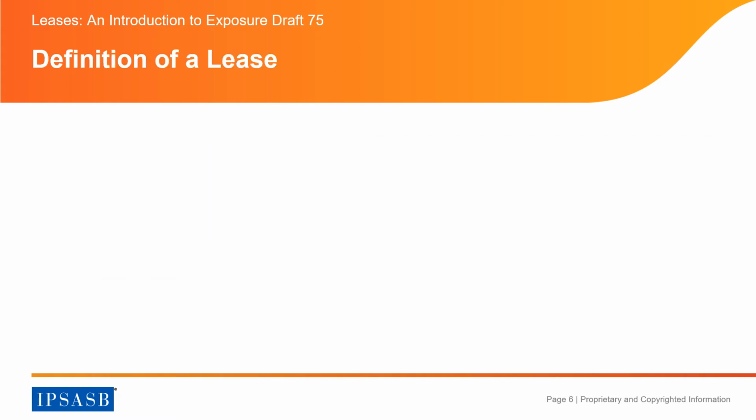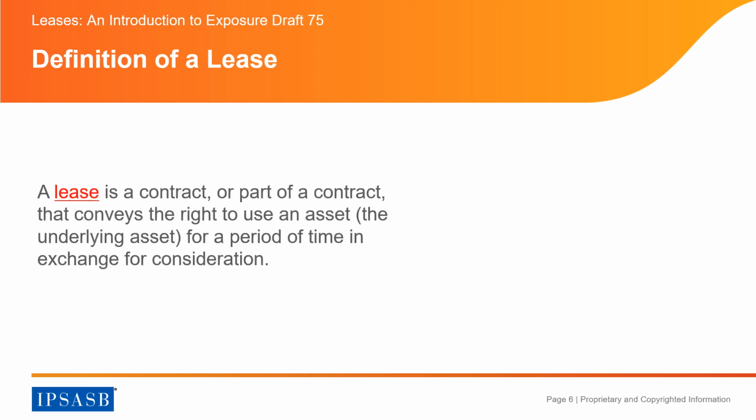Thanks, João. Can you take us through the definition of a lease and the related definitions of a contract and the lease term? Thanks, Eileen. A lease is defined as follows. A lease is a contract or part of a contract that conveys the right to use an asset, the underlying asset, for a period of time in exchange for consideration. The definition relies on the other two definitions that Eileen referred to.